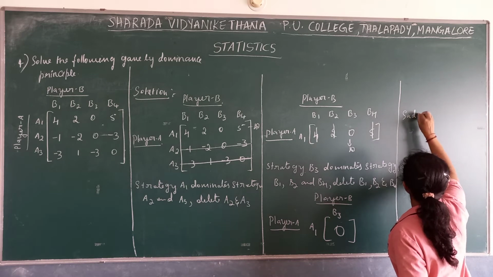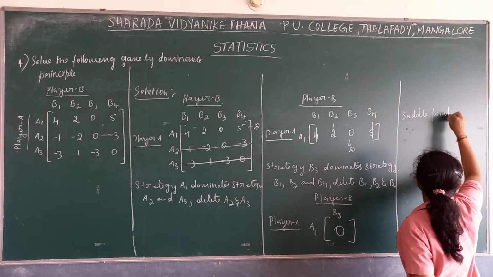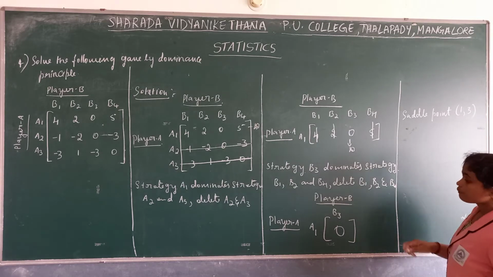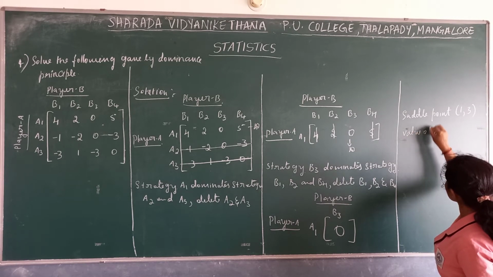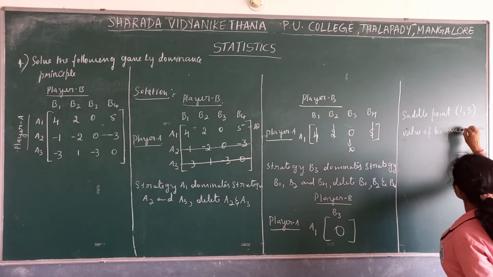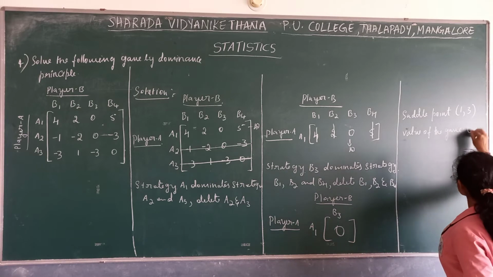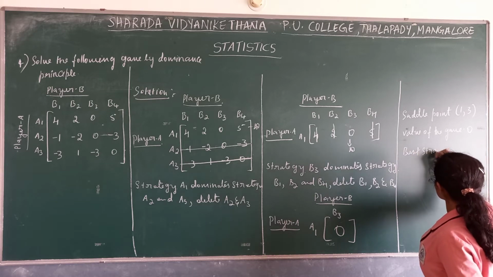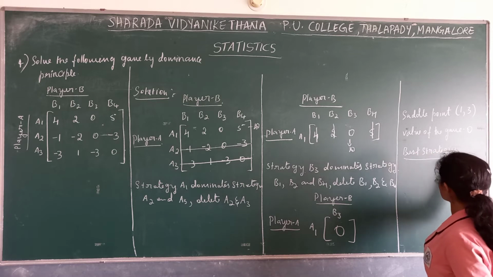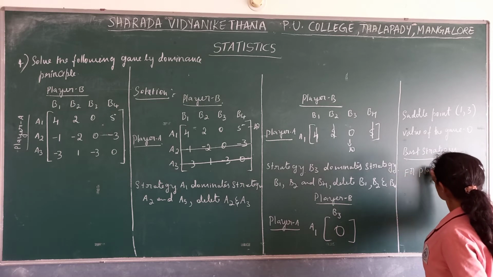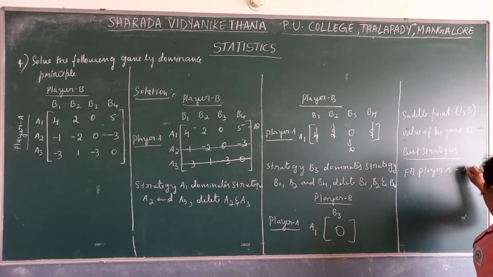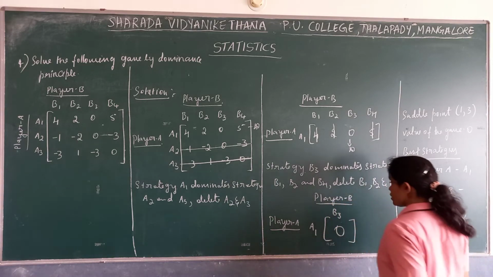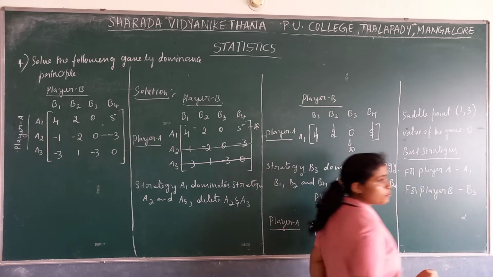Now what is the saddle point? The saddle point in this particular problem is (1, 3), and the value of the game is 0. The best strategy for player A is A1, and for player B, it is B3. Now one more conclusion you have to give.